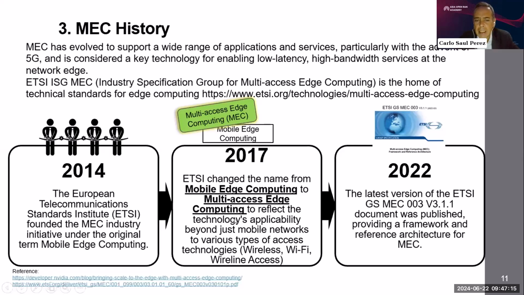In 2017, the ETSI changed the name from mobile edge computing to multi-access edge computing, because they added this part of multi-access to reflect different or additional technology, including different access technology like wireless, Wi-Fi, and wireline access. But for our area, we are just focused on wireless and Wi-Fi. In 2022, this definition, version 3, is the one that we have available so far, and they started working on version 4 of this specification for MEC.